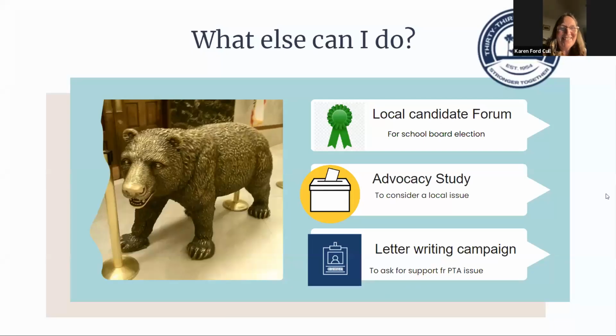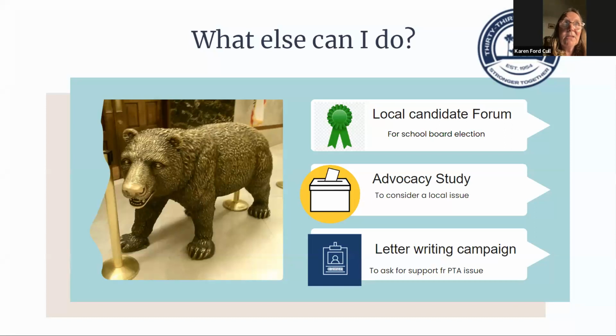Okay, what else can I do? A lot of units have organized a local candidate forum when they've had a school board election or a city council election. Relatively easy to do. I would recommend pairing with your local League of Women Voters. They do an excellent job of this. They have people who are trained to do it. And so I would thoroughly recommend pairing with them.